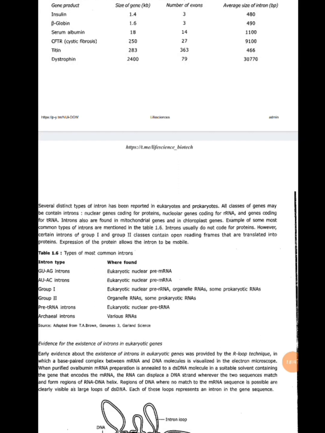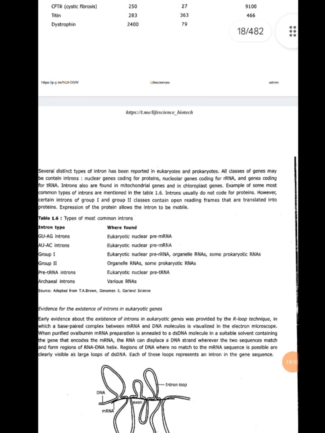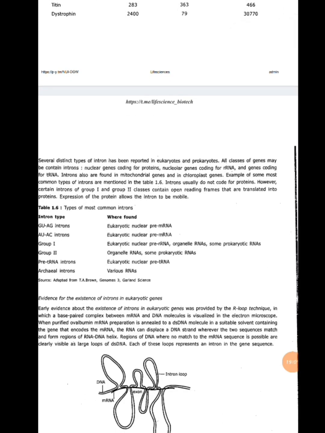Like for insulin, the gene is just 1400 base pair, where the number of exons is 3 and the average intron size is 480. Beta globin gene is 1.6 kb, number of exons is 3, intron is 490. Serum albumin is 18 kb, exons 14, intron is 1100. CFTR size is 250 kb, exons 27, average intron size is 9100. Titin is 283 kb, number of exons 363.